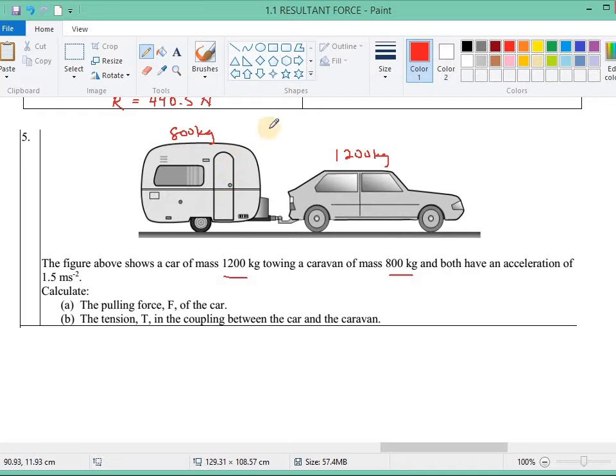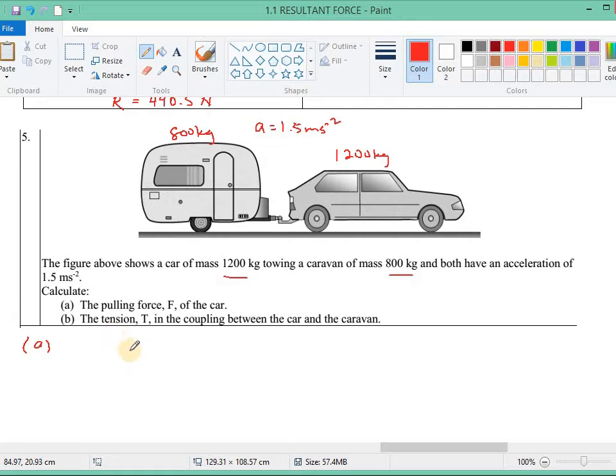Both have acceleration of 1.5 meter per second squared. So this is very logical. The car is pulling the caravan, so of course both of them will have the same acceleration. If the car is pulling the caravan, definitely both will have the same speed and same acceleration. Okay, so calculate the pulling force F of the car.